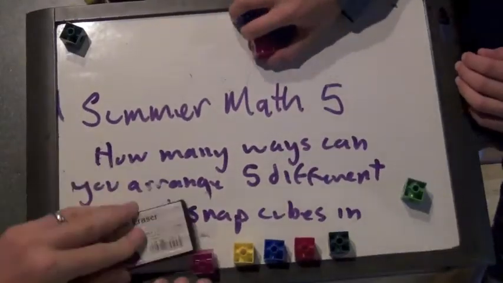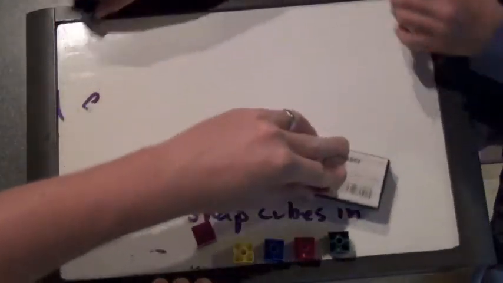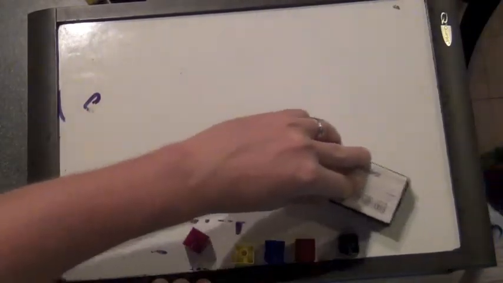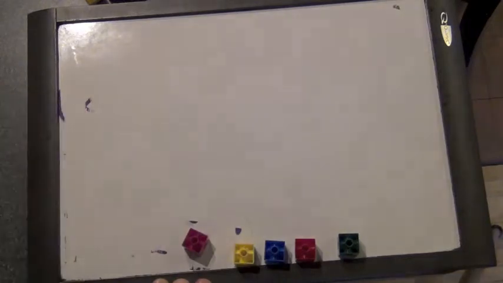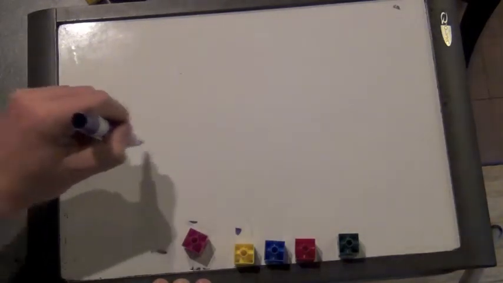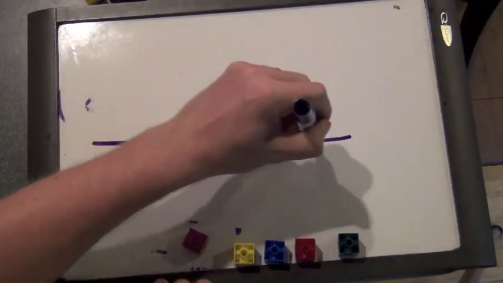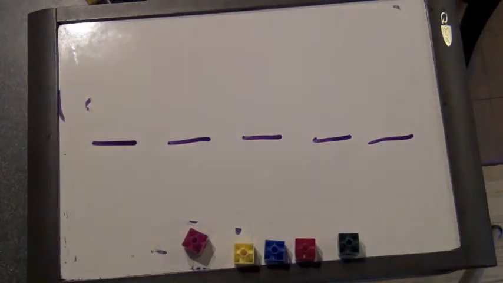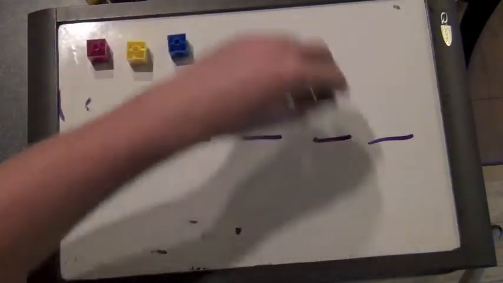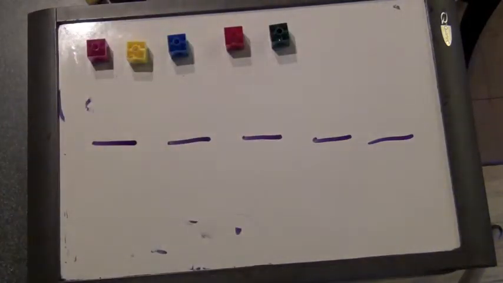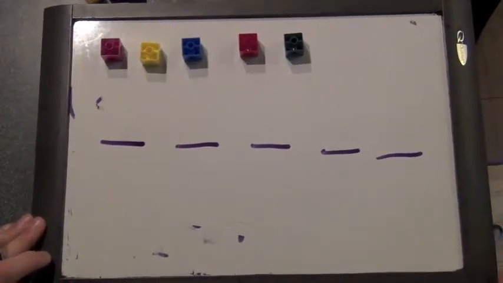Okay. So, how would you like to approach a problem like this? We can make the slots. Yeah, we can just draw some lines to make the slots. Okay, 1, 2, 3, 4, 5. Very good. We could label the snap cubes A, B, C, D, and E. Well, we could. They're already different colors though, so we don't really need to do that. They're already pretty much distinguished from each other.